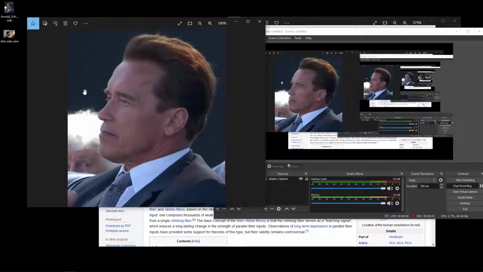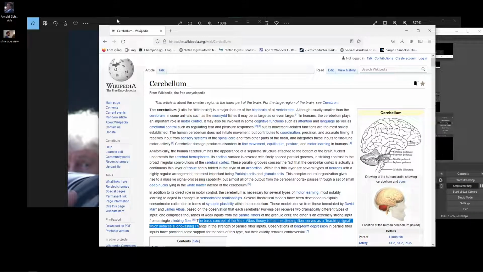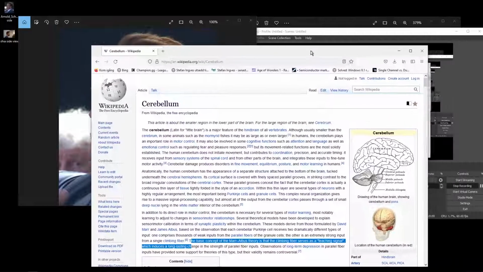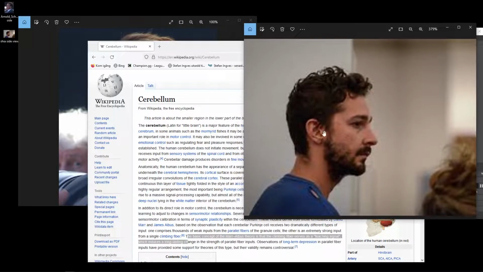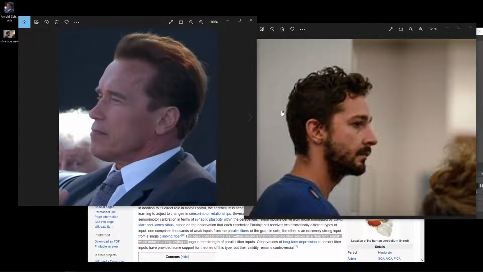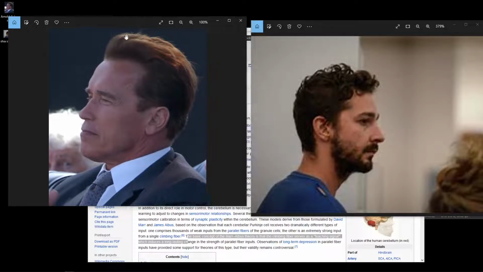Hello, we will look at the cerebellum here of some famous people, or some people who might be familiar with these people. This is a very weak man, Shia LaBeouf, and Arnold Schwarzenegger is a very strong man with a very strong build, and he's very weakly built physically.